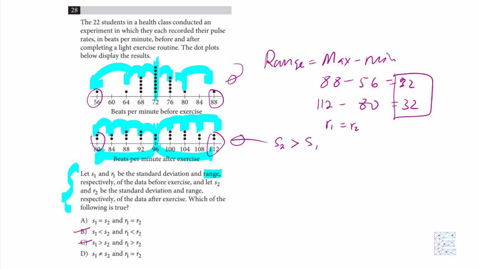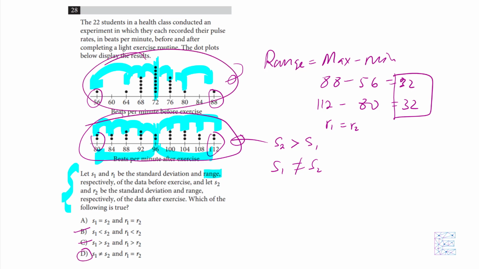That's a fact. But when you look at the choices, that's not an option. It is saying, however, that S1 is not equal to S2. And we also know that that is a fact because there are just more points that are spread out here than there are here. So that makes D the correct answer to this question, and A is not.